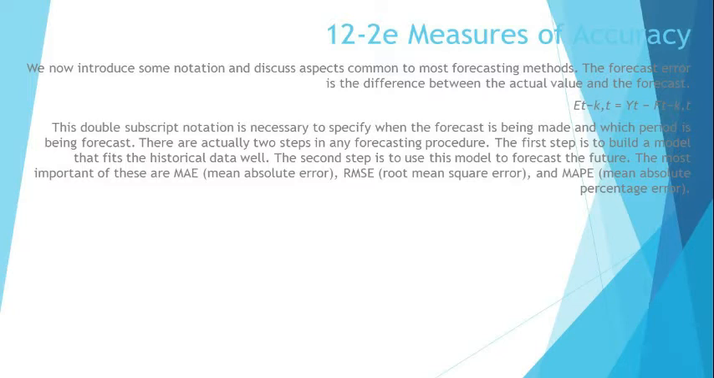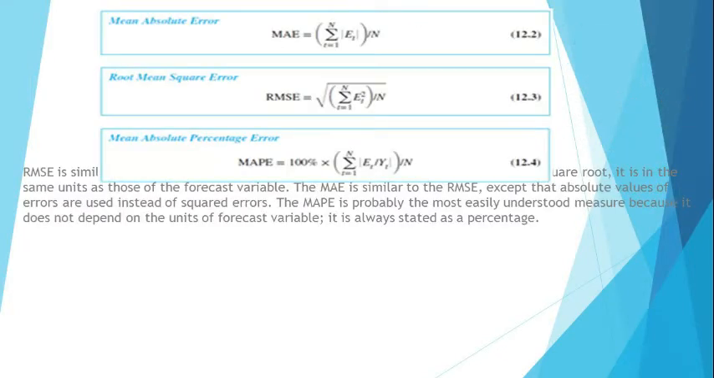The most important of these are MAE, mean absolute error, RMSE, root mean square error, and MAPE, mean absolute percentage error. Here are the formulas.